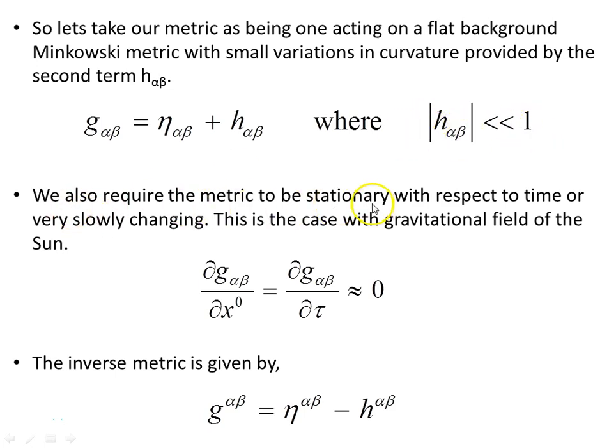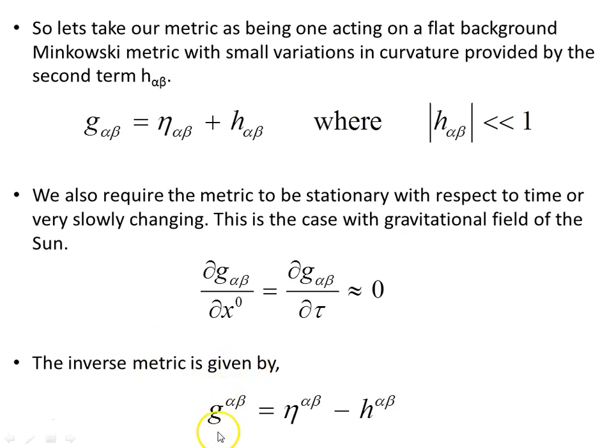We also require the metric to be stationary with respect to time, or very slowly changing. This is the case with the gravitational field of the sun. You can imagine the sun's gravitational field doesn't vary over time, or if it does, it's very, very slight. So it's a very small change. We can effectively take that change to be 0. So any derivative of the metric with respect to time, the x0 coordinate, will be 0 because we can take it as being stationary. And for many stars and other objects, we can do that.